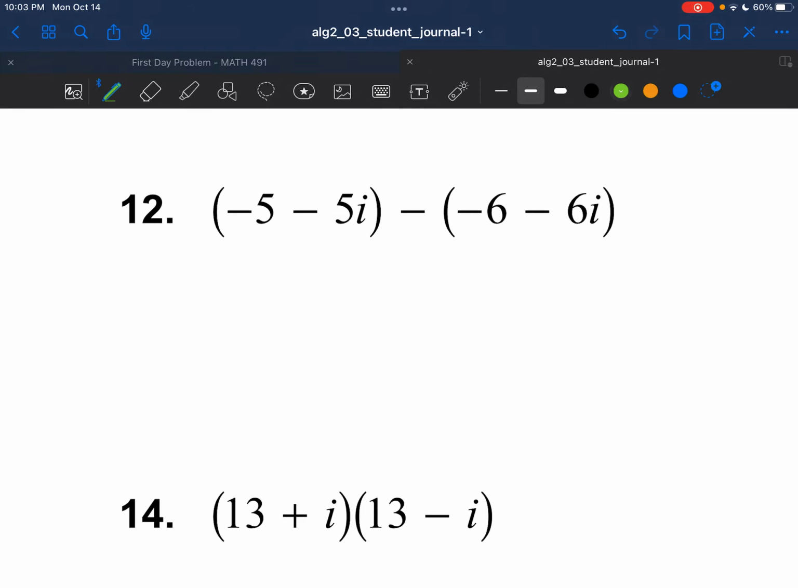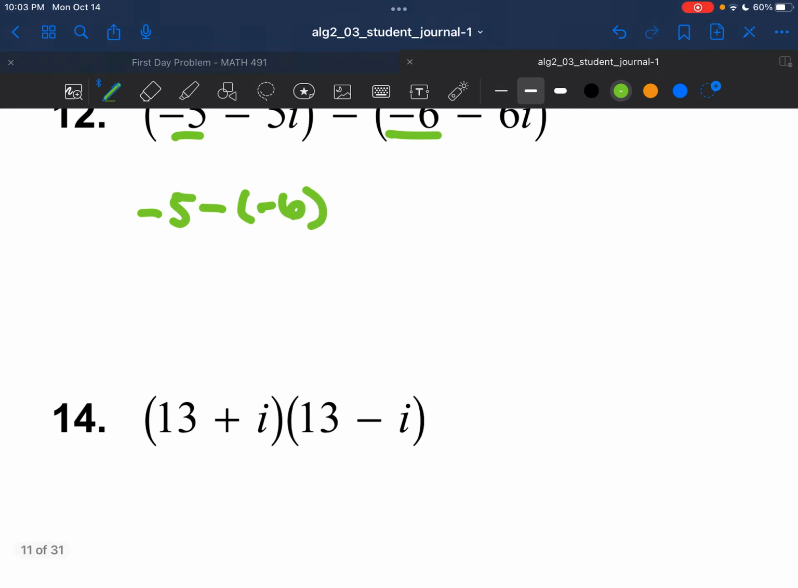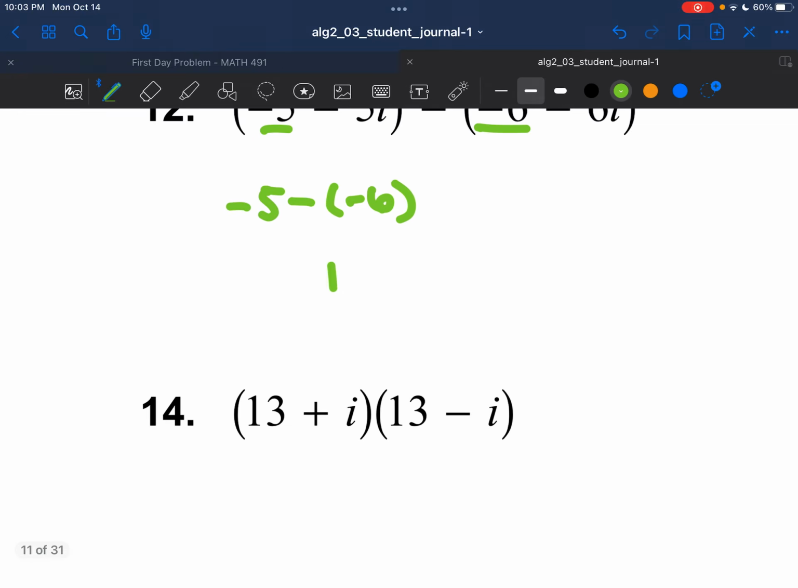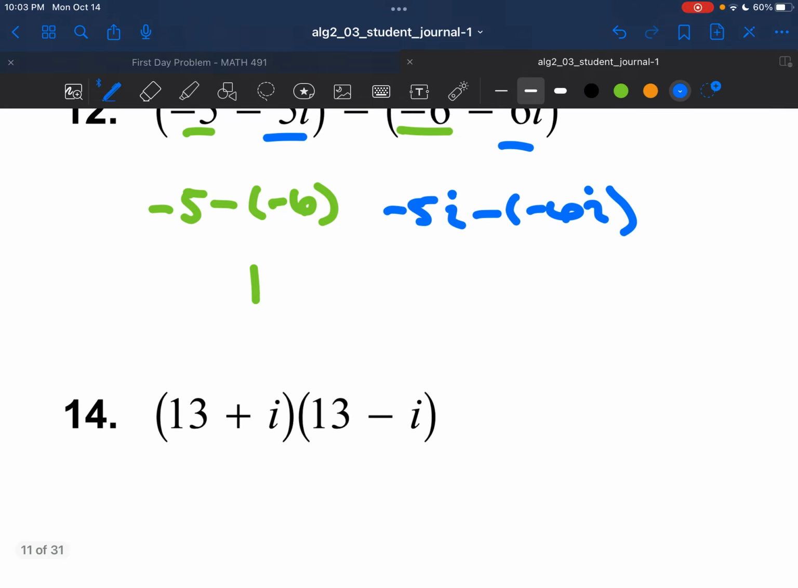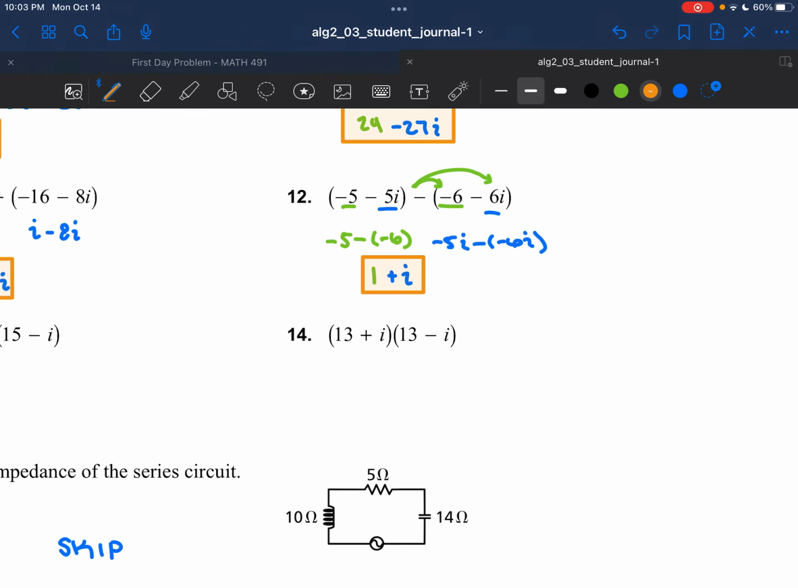Okay. Subtraction once more. So remember that some students like to distribute this. If you would like to distribute it, it's totally okay. So my reals, so negative 5 minus negative 6. That is 1. And then we're going to go ahead with our imaginary now. So negative 5i minus negative 6i. So negative 5 plus 6 is going to be positive 1. So positive i here. Go ahead and box that up.